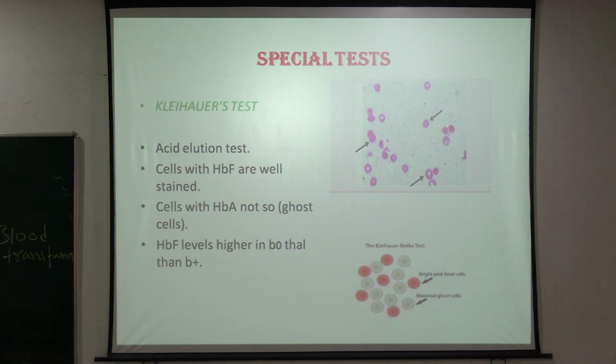Just remember the name. Kleihauer test, acid elution test. Cells with HbF are well stained, whereas cells with HbA are not stained, giving rise to what is known as ghost cells. Okay.